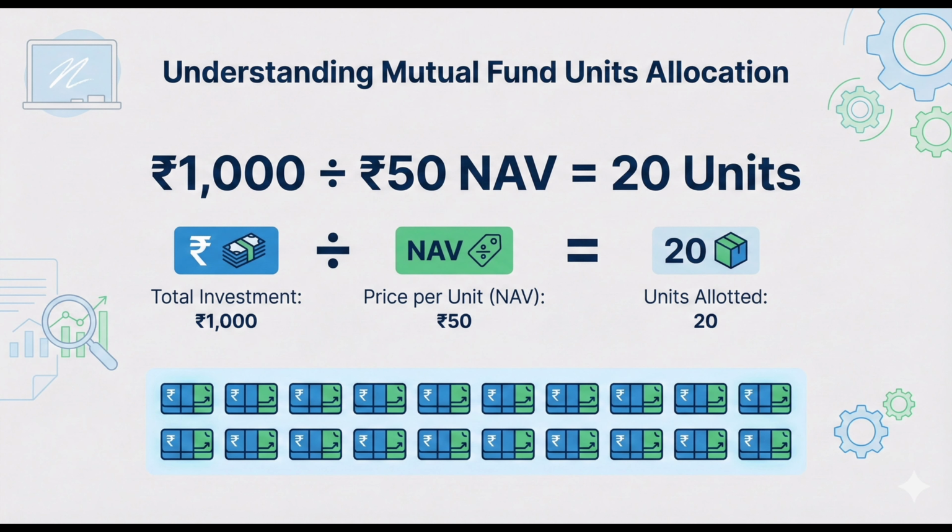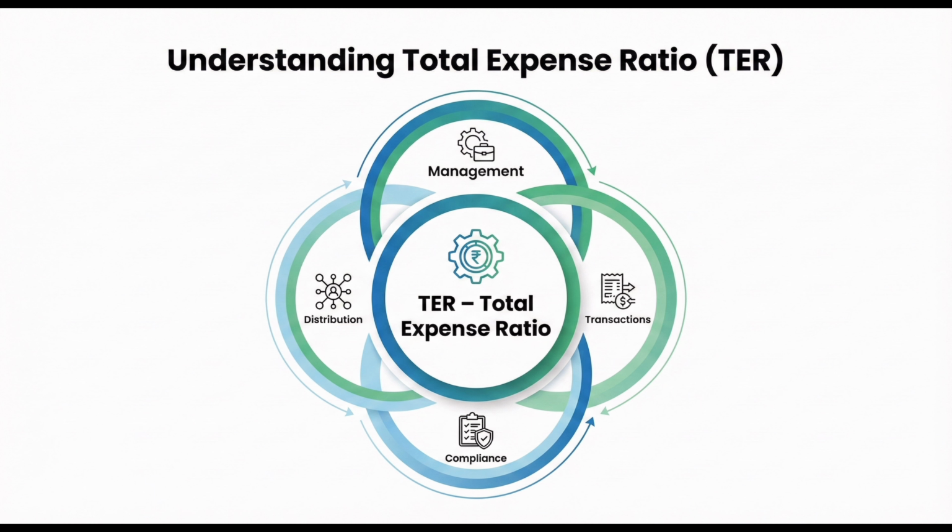Let's say the NAV of the fund is rupees 50. Your units are calculated like this. Rupees 1000 divided by 50 is equal to 20 units. Your statement will show investment rupees 1000, units 20, NAV 50. So far, no charge deducted from your money. Then where are the charges?